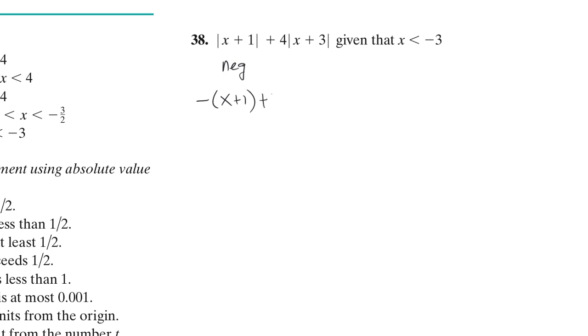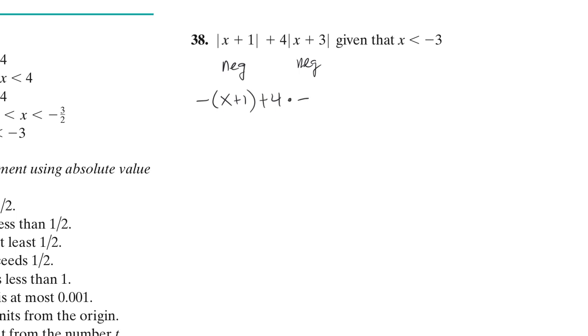And then plus 4. And then if this is smaller, like negative 4, negative 4 plus 3, that's going to be negative also. So this is negative. And so that means it's going to be the opposite. So it's going to be times.